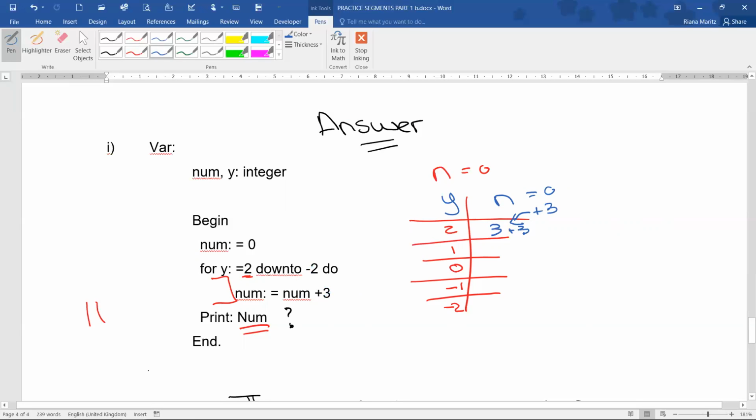And you add 3 again, because you have to do it again. 3 and 3 is 6. 7, 8, 9, plus 3 gives me 12. Plus 3 gives me 15. So y's value is negative 2 and num's value is currently 15. Okay, so what must you print? The value of num. Num equals 15.